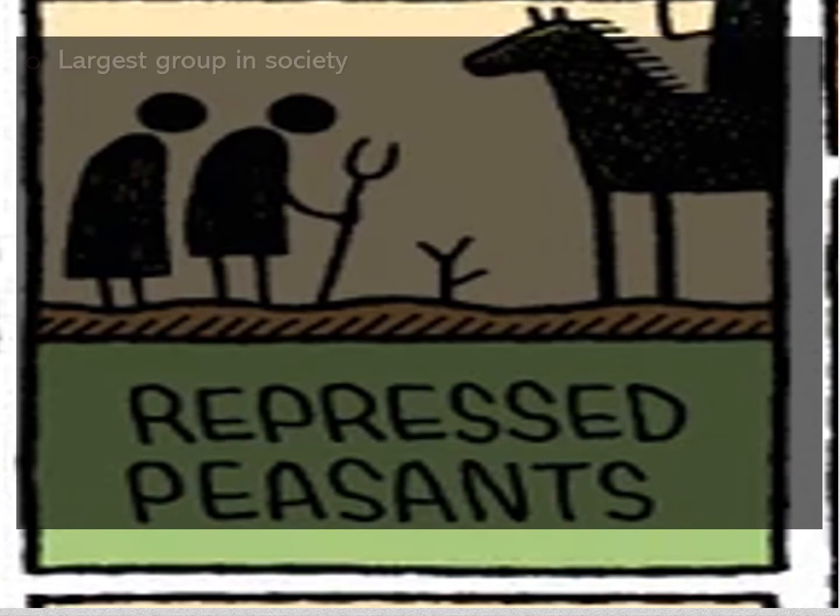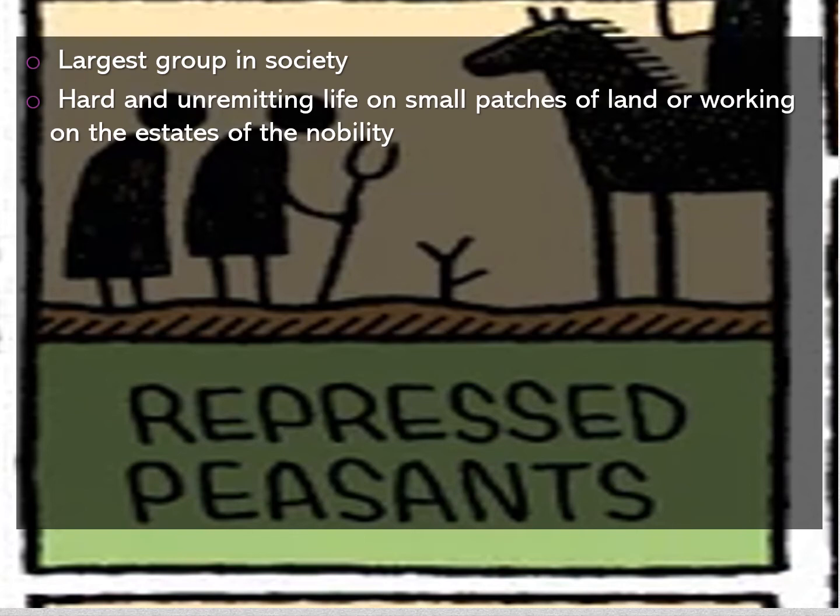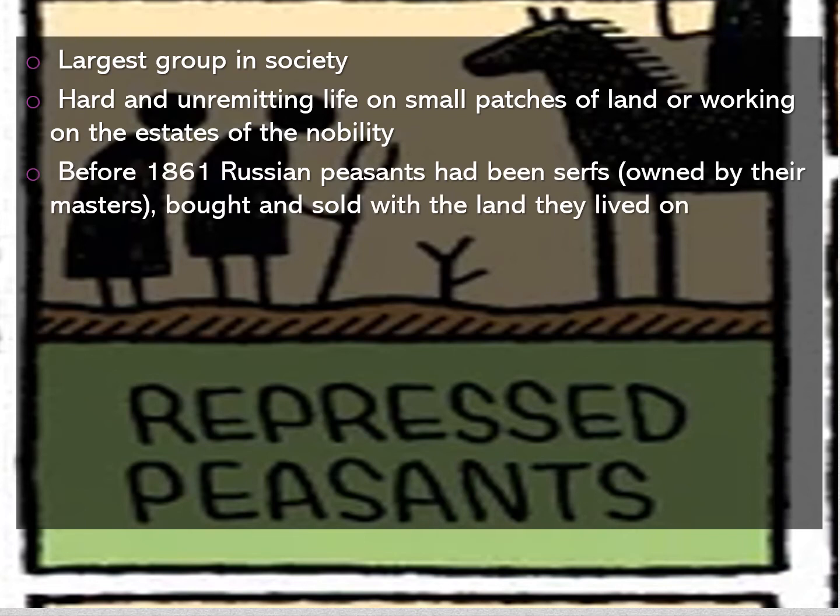The poor repressed peasants on the other side, definitely the largest group. They had a very hard and unremitting lifestyle on very small patches of land, or working on the estates of the nobility. Again, they either can't own their own land or they're renting land. It's very difficult for them to own land, and if they do, it's not very big. Before 1861, we said they had been serfs, people who were owned by masters, so owned by this nobility, and they were bought and sold with the land that they lived on. So if you were a noble person and you sold your farm with your serfs, the people on it transferred ownership. It's not quite slavery, but it's not very far away from it.